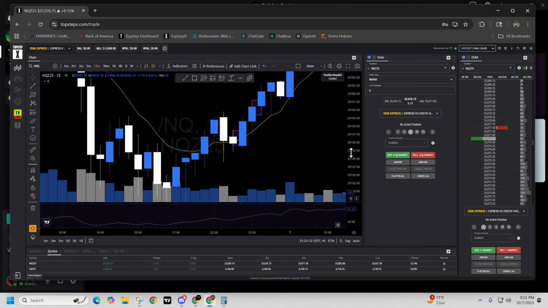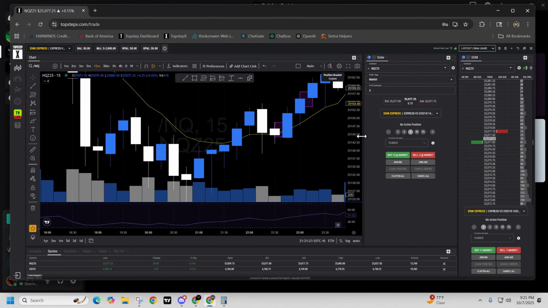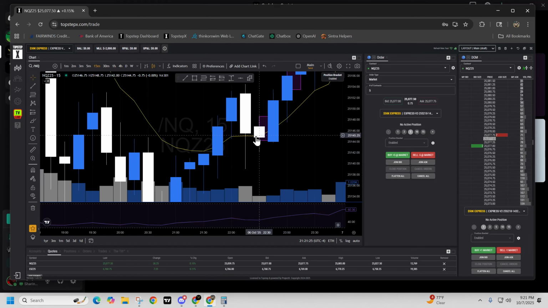That means the wick is not acceptable. The body, what is the body? The open and the close. I didn't say high and low. I said the open and close. You see it right here. You see this candlestick right here? Yeah. Okay. You see the one next to it, right?